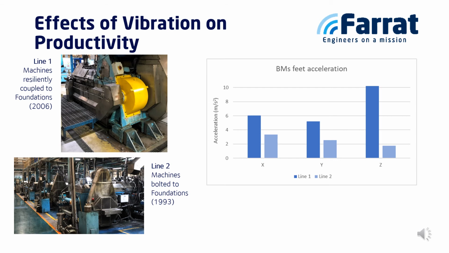This comparative study is based on measurements performed on machines running at similar speeds and installed on 2 production lines from a canning factory.